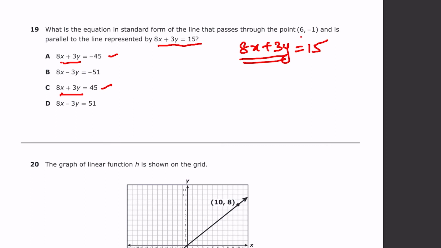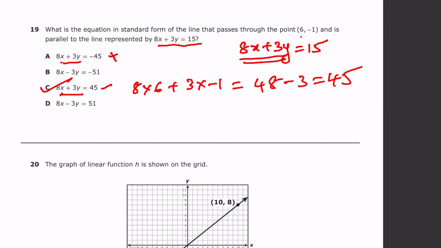So if we put in the first one, 8 into 6 is 48. 48 minus 3 is how much? It's not minus 45. So it cannot be this option. Now next we'll go into this. See, 8 into 6 is 48. 48 here you can write it as 8 into 6 plus 3 into minus 1, which is equal to 48 minus 3, which is equal to 45. So therefore it is option C.